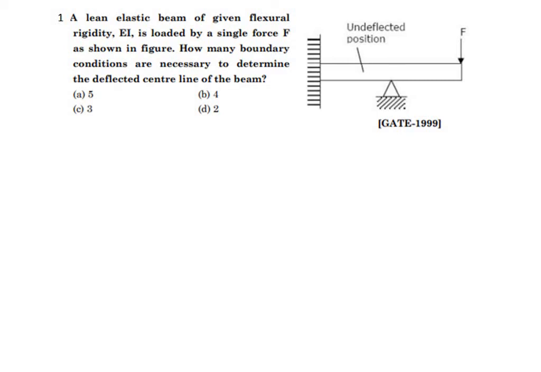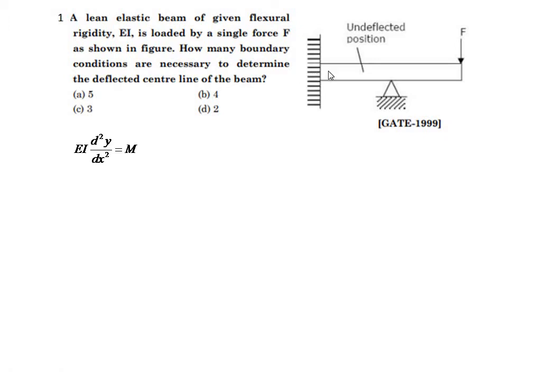In general, if you want to solve a differential equation, you need the number of conditions to be equal to the order of the equation. So essentially, we are solving this equation, EI d²y/dx² is equal to M. This is an equation of second order, so you need at least two boundary conditions to solve this problem. Actually we have more boundary conditions here, but at least two are required.